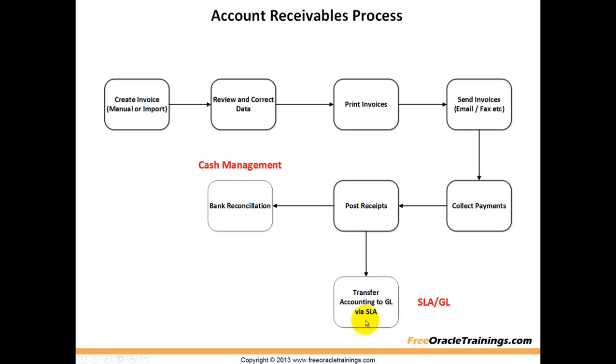Once that happens, you can post your receipts, generate the accounting and transfer that to the general ledger module via the subledger accounting module. The general ledger module is the one wherein your entire ledger is maintained in terms of accounting, posting those ledger entries and the other accounting related process flows. So that's in a nutshell the receivable process flow at a very high level, end to end.